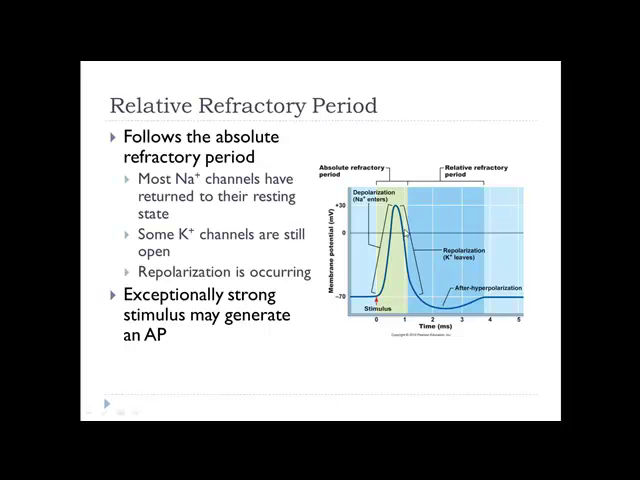Okay, so once again, our relative refractory period. Most sodium channels have returned to their resting state. Some sodium channels are still open, but the nerve can fire again now because we have the beginning of a potential difference again.